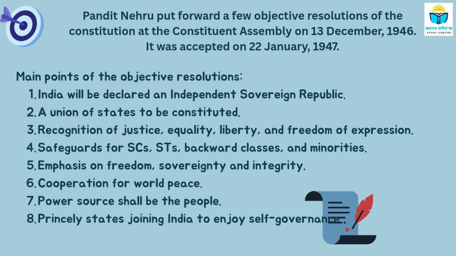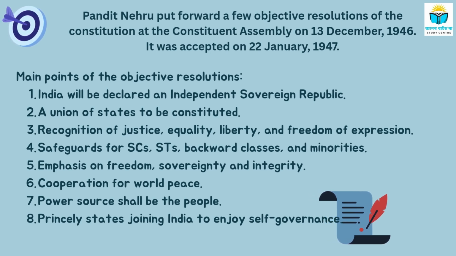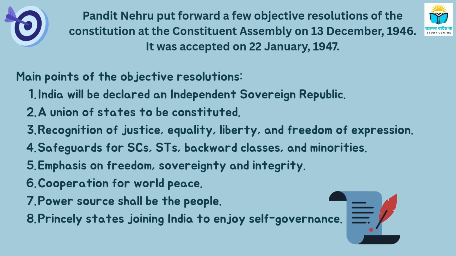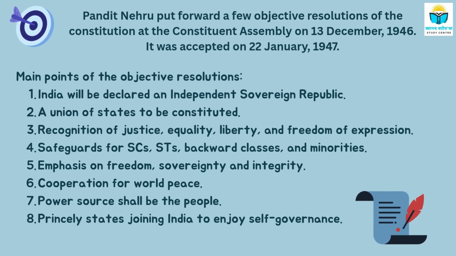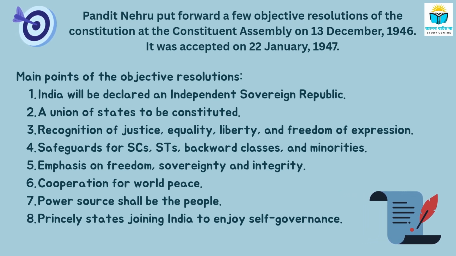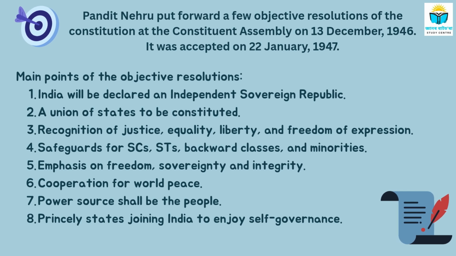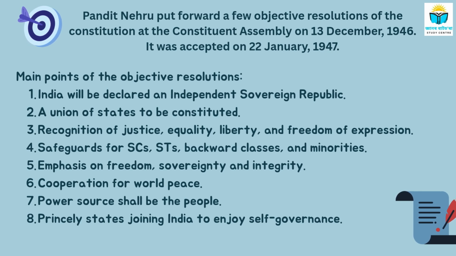Objective resolutions by Nehru. On 13th December 1946, Pandit Jawaharlal Nehru presented the objective resolutions to the Assembly. These were accepted on 22nd January 1947. Main points included: 1. India will be declared an independent sovereign republic. 2nd, a union of states to be constituted. 3rd, recognition of justice, equality, liberty, and freedom of expression.